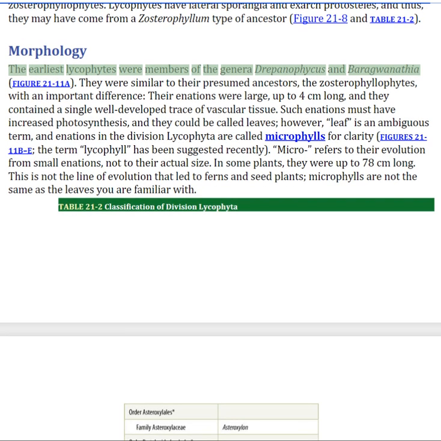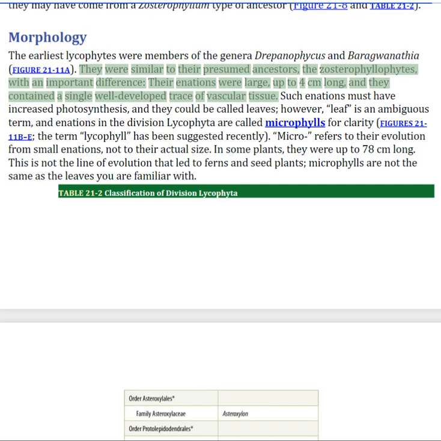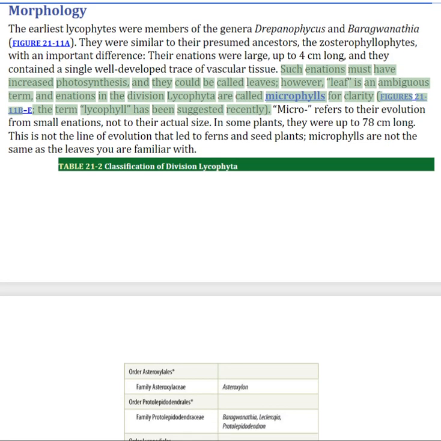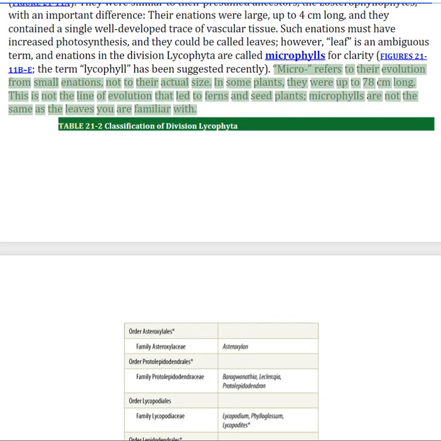Morphology. The earliest lycophytes were members of the genera Drepanophycus and Baragwanathia. They were similar to their presumed ancestors, the zosterophyllophytes, with an important difference: their enations were large, up to 4 centimeters long, and they contained a single well-developed trace of vascular tissue. Such enations must have increased photosynthesis, and they could be called leaves. However, leaf is an ambiguous term, and enations in the division Lycophyta are called microphylls for clarity. Micro- refers to their evolution from small enations, not to their actual size.